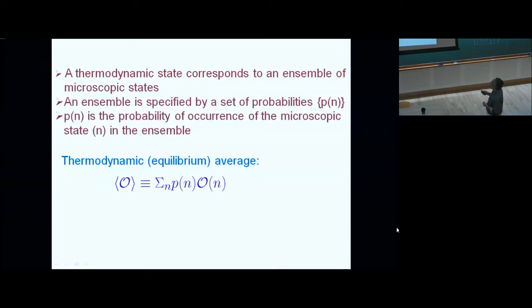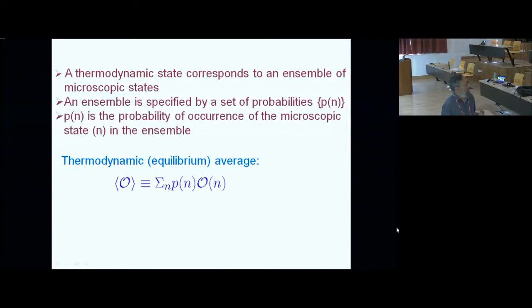And an ensemble is specified by a set of probabilities. When the system is in equilibrium, it is going through many microscopic states, and we are not really interested in knowing what these specific microscopic states are. What we're interested in is the probability of the system exploring one of these microscopic states during its evolution when it is at equilibrium. And these probabilities are given by this Pn.